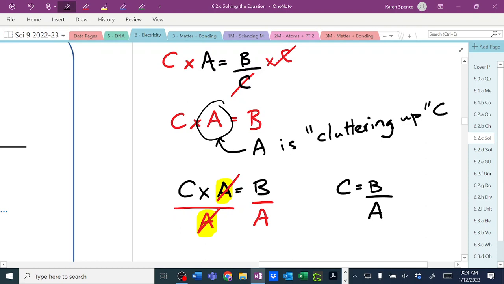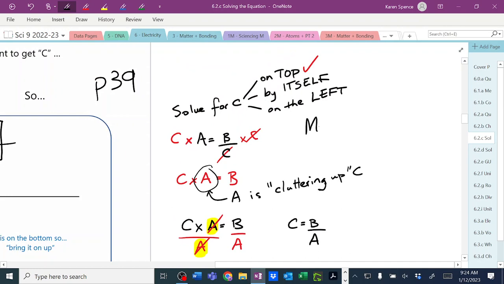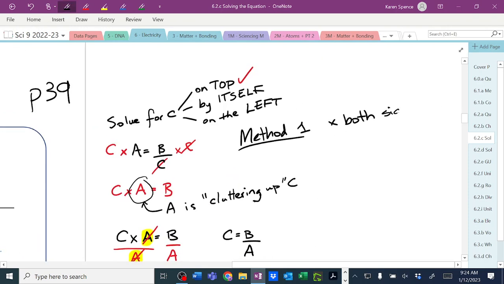And then you want C on the left, but guess what? C is already on the left, so you're good to go. Okay, so that's method one. It's where you multiply both sides and you divide both sides until everything sorts itself out. Okay, so this was method one, where you multiply both sides or divide both sides as needed.